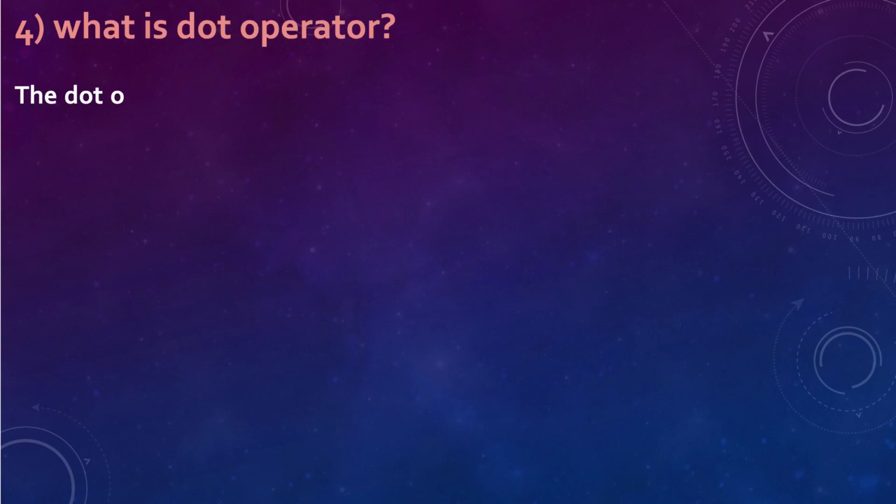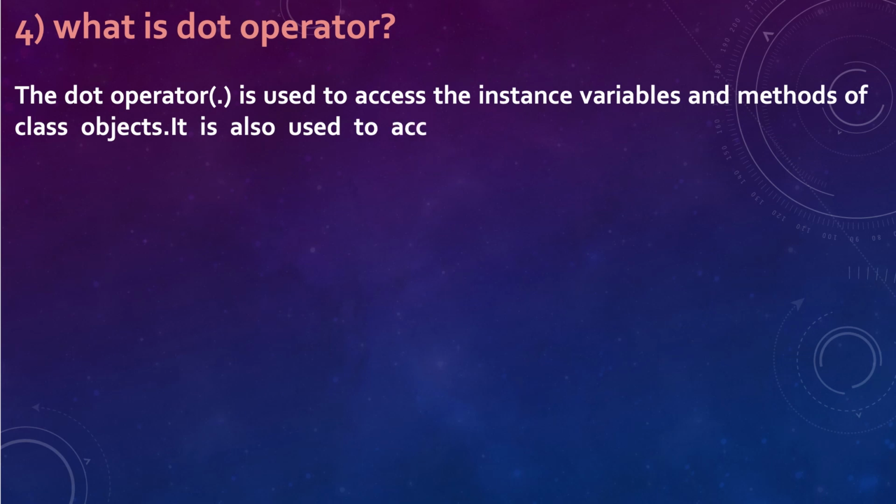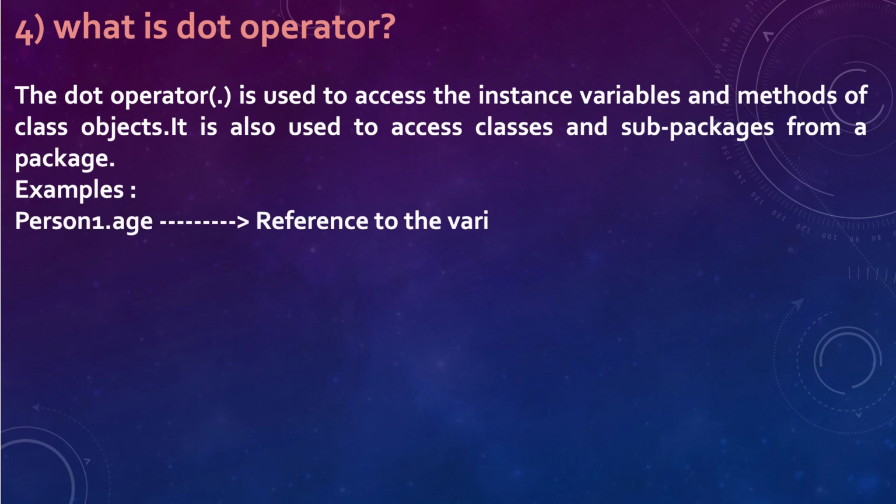What is the dot operator? The dot operator is used to access the instance variables and methods of class objects. It is also used to access classes and subpackages from a package. Example: person1.age is a reference to the variable age.